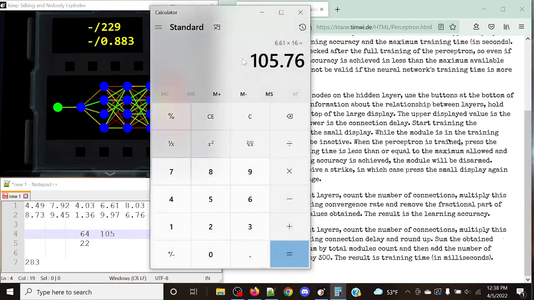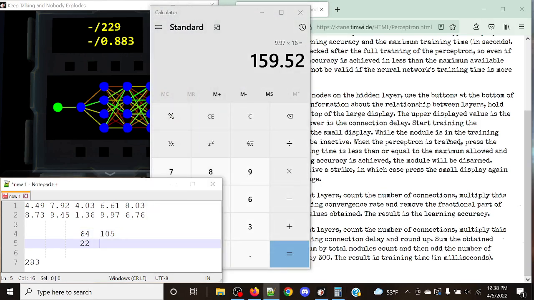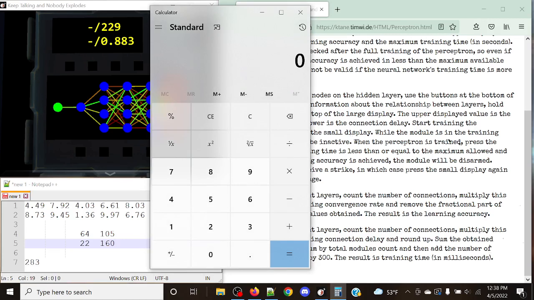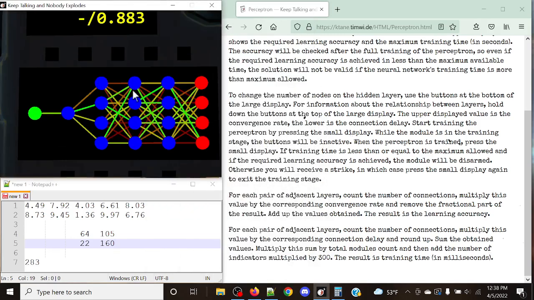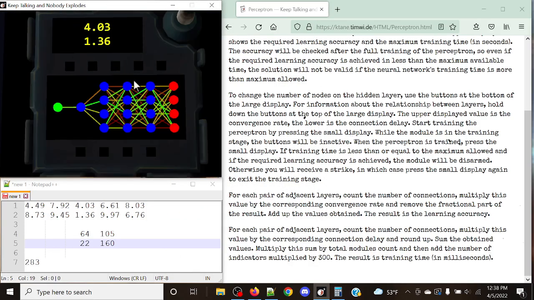However, here's where things get a little bit interesting. The 9.97 times 16 is going to take a lot of time out of us. That's going to be 160. That is going to be rather quite nasty. So far, we already have quite a bit of time lost, but we also have quite a bit of our learning accuracy gained. That's good. So this is probably what we want to keep so far. We want to probably keep these two connections as is because we gain so much learning accuracy from these two specifically.